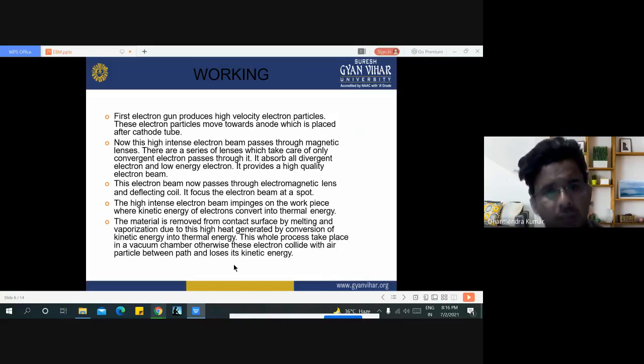This electron beam now passes through an electromagnetic lens and deflecting coil. It focuses the electron beam at a spot. The highly intense electron beam impinges on the workpiece, where the kinetic energy of the electrons is converted into thermal energy. The material is removed from the contact surface by melting and vaporization due to the high heat generated by the conversion of kinetic energy into thermal energy. This whole process takes place in a vacuum chamber. Otherwise, these electrons would collide with air particles on the path and lose all their kinetic energy.